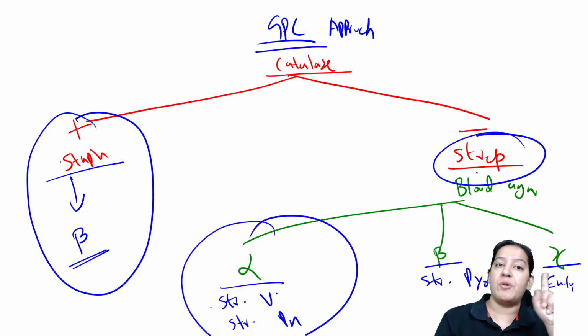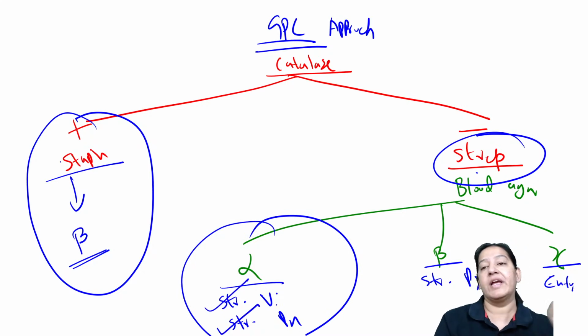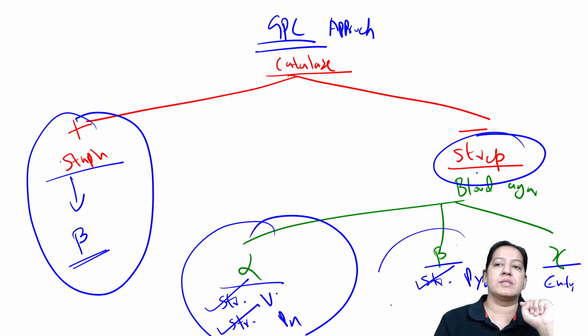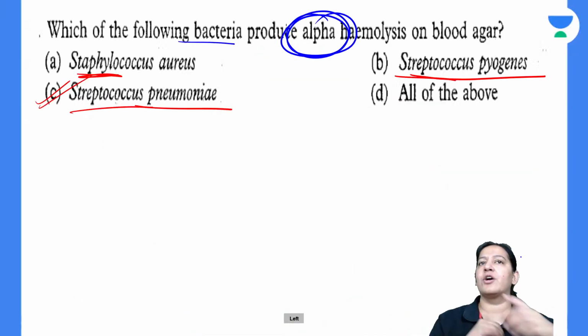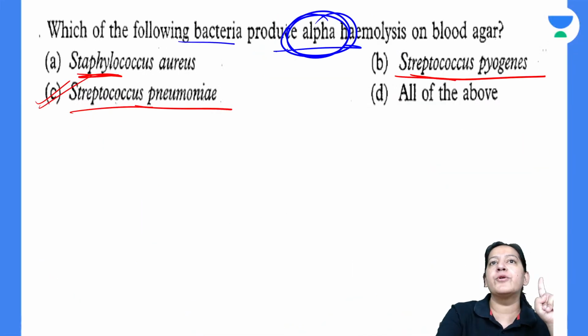Alpha is shown by two: Streptococcus viridans and Streptococcus pneumoniae. Beta is shown by Streptococcus pyogenes and gamma is shown by Enterococcus. Now see the question. Which of the following bacteria produce alpha hemolysis?